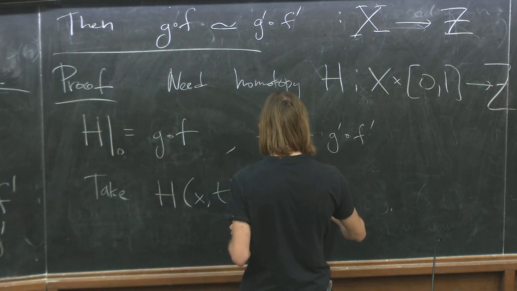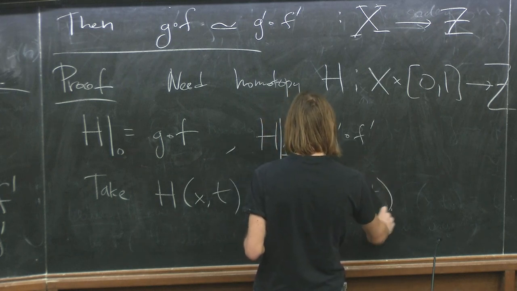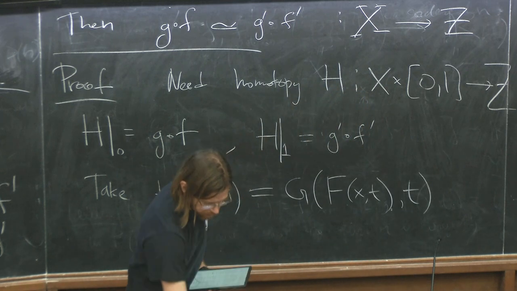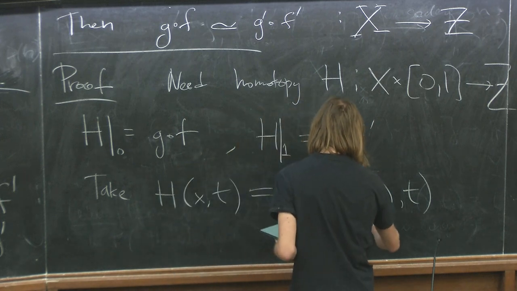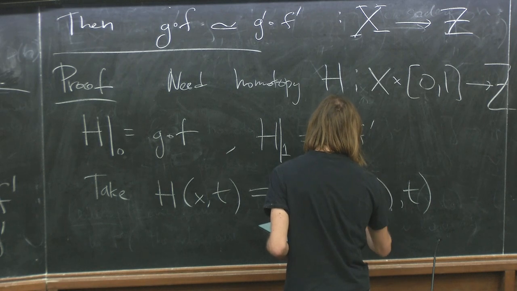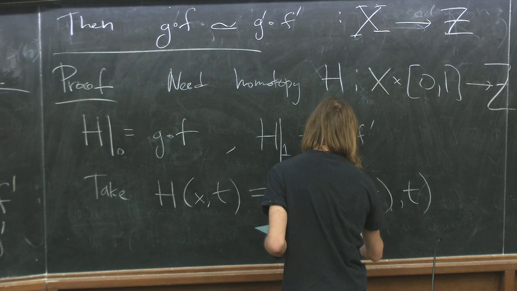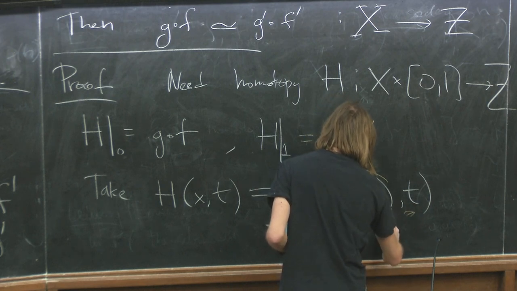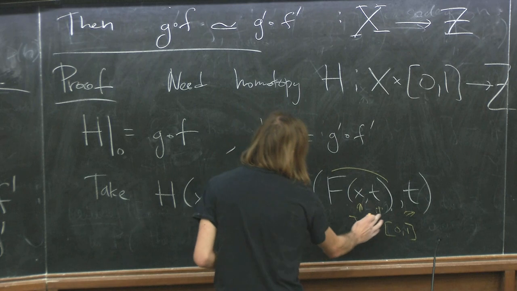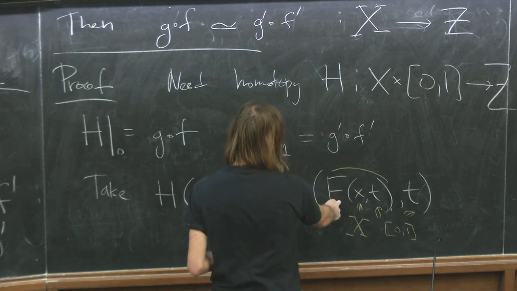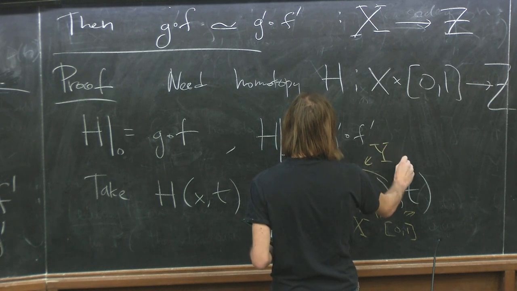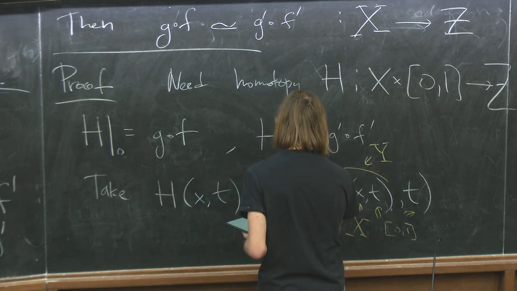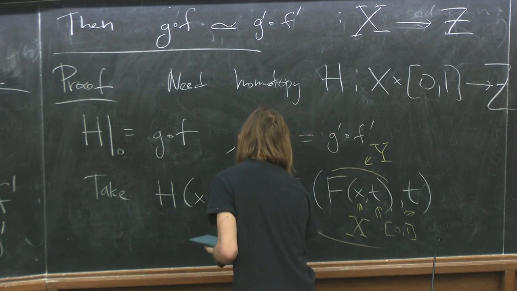So it's G of F of (x, t), comma t. Explicitly, the input belongs to X, and t, of course, everywhere is this deformation parameter that belongs to the interval [0, 1]. So the result of F is an element in big Y, and then the result of G is an element of Z.